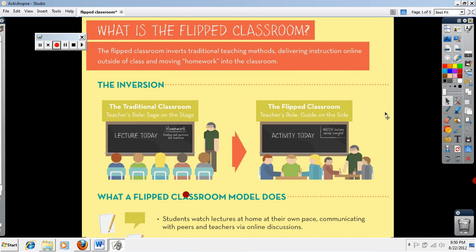With the flipped classroom model, the teacher's role is more of a guide on the side. So they're still getting direct instruction from the teacher through the lectures at home, much like you're receiving information today via this lecture online. And then the teacher is there in class to help with that homework and help them through the examples that they're learning about.